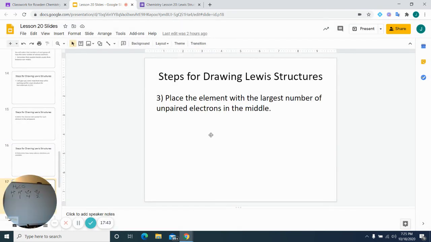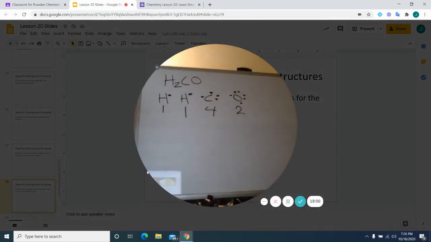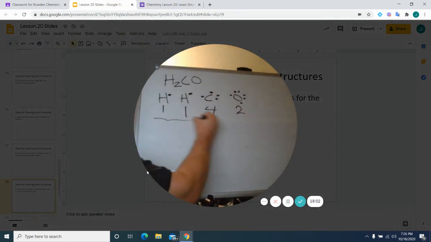Now we're going to place the element with the largest number of unpaired electrons in the middle. So the one that wants to make the most bonds, the one with the highest number out of what I've written up here, goes in the middle. And then we're going to put the rest of them around that atom. I'm going to do step 3 and 4 at once. Which of these wants to make the most bonds? That would be carbon. So let's put carbon in the middle, and put the rest of these around the outside.